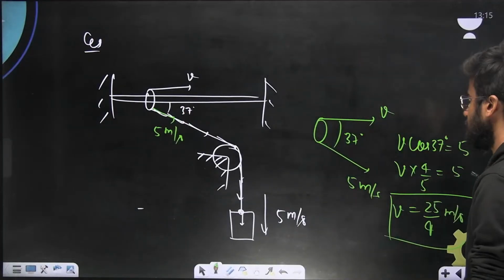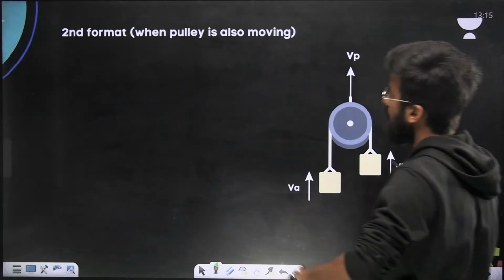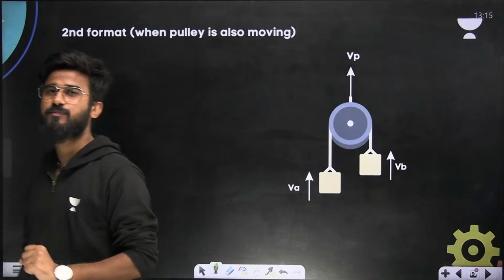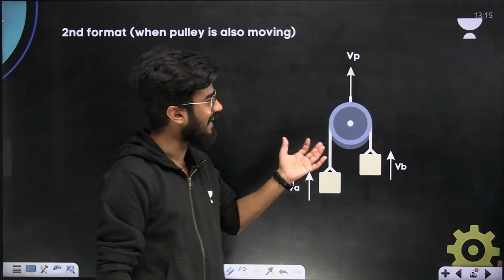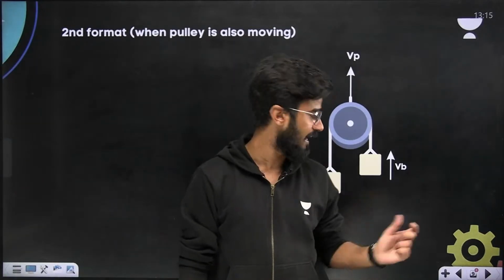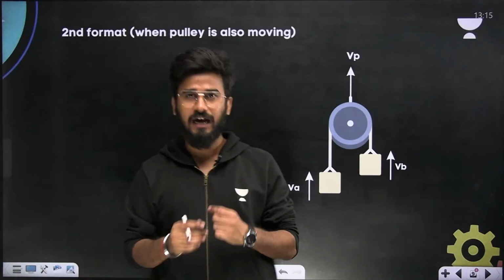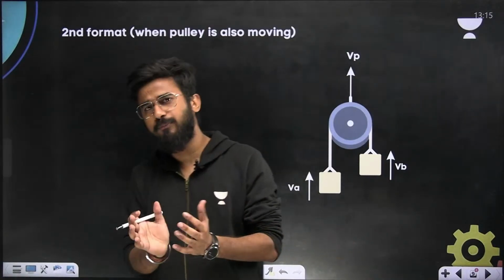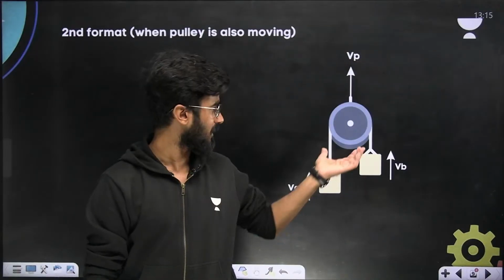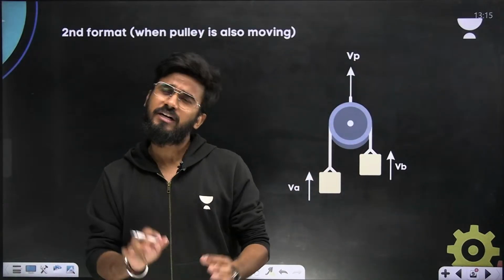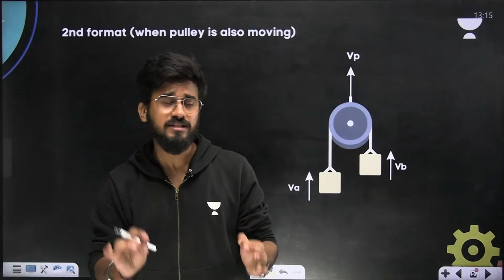Now let us move on to the next thing. Second format, pulley. What is a pulley? We will be dealing with the ideal pulley. Okay, what is an ideal pulley? First of all, any pulley you are talking about in physics or particularly in mechanics will be given as ideal. And what is the meaning of ideal?